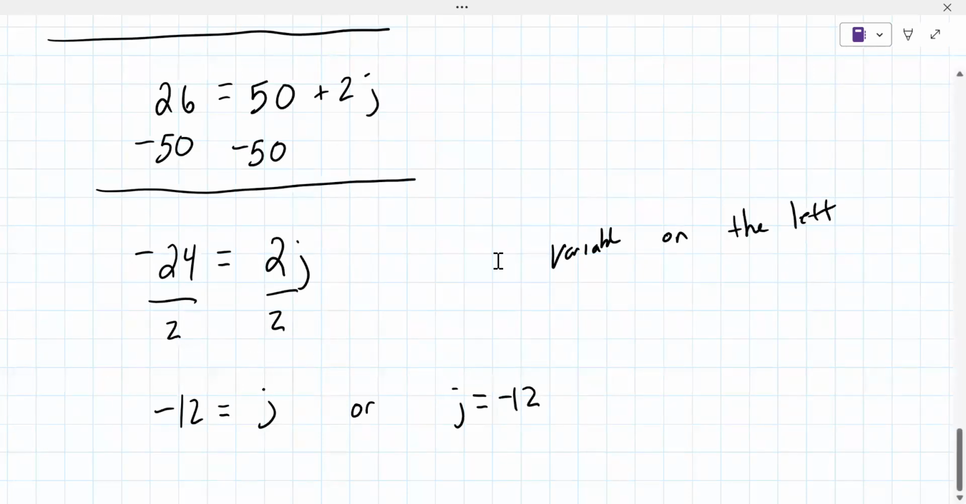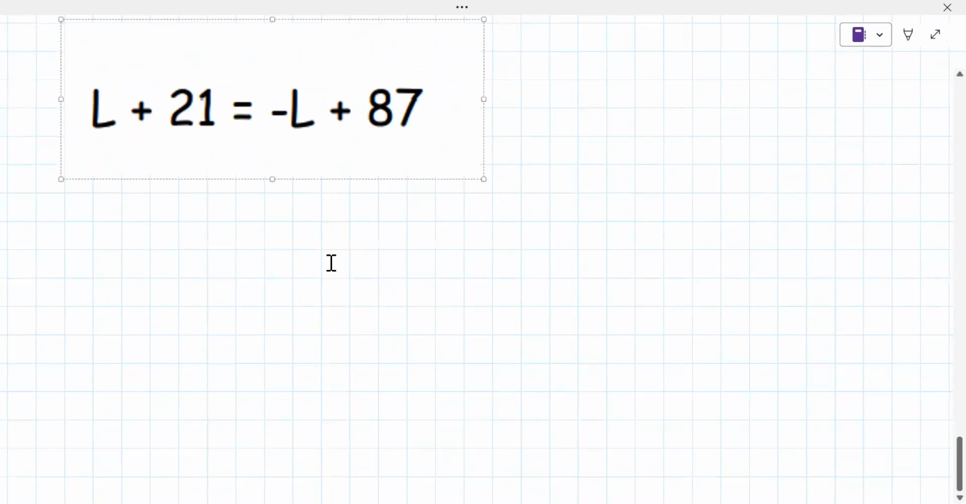Any questions on that before we move on to another example? Okay. All right, here's a new example for us to look at. You'll see that there's a variable on both sides of the equation.